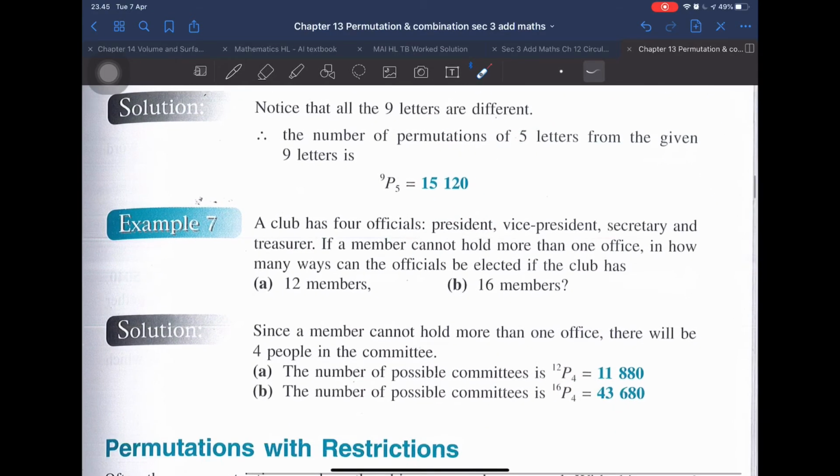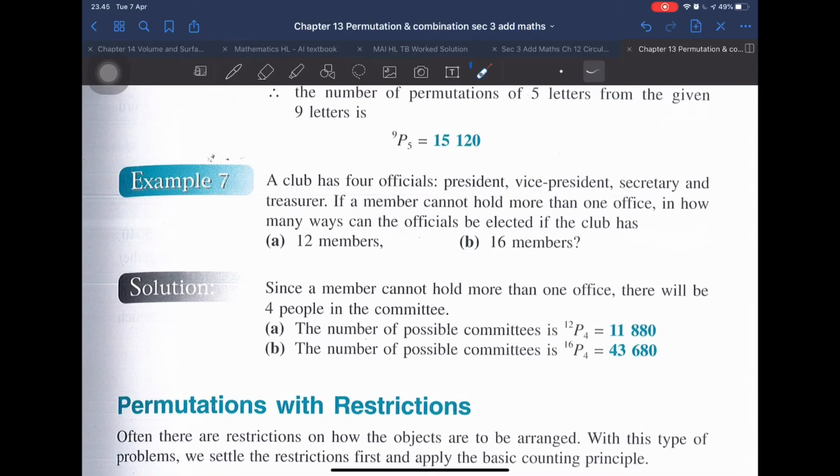Now, a club has 4 officials: president, vice, secretary, and treasurer. If a member cannot hold more than one office, in how many ways can the officials be selected? If the club has 12 members, just 12P4 for this, then you get the answer. You got that.